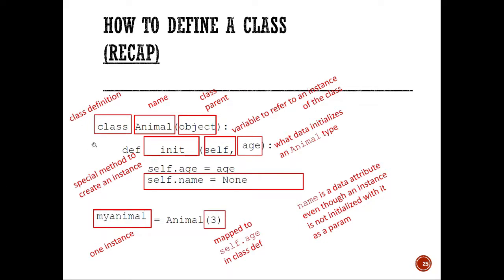Here is another example of how we can define a class. We use the keyword class, we define its name to be animal, and we define its class parent, which is object. Then we define the initialization. So we set the age value to be age and name to be none. And here, this is one instance called myAnimal of class animal that has an age of 3. So name is a data attribute, although we don't initialize it with any value initially.